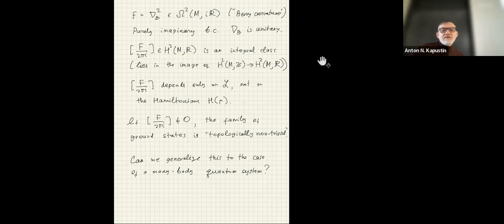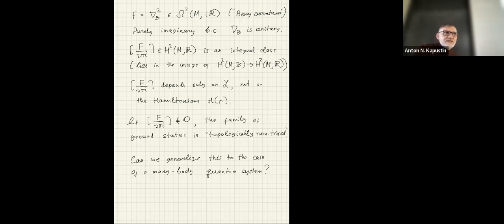And it's well known that the curvature of any connection on a line bundle defines a de Rham cohomology class, which is an integral class: if you divide by 2 pi i, it lies in the image of the usual map from integral cohomology to de Rham cohomology. And moreover, this class depends on the line bundle, not on the Hamiltonian. So that's the class I'll call the Berry class. So what's the meaning of this?